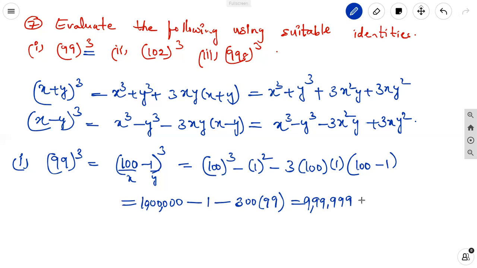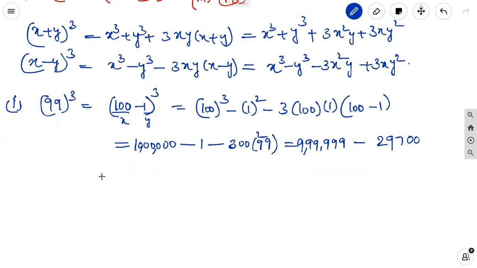Next, minus 2 zeros: 3 nines are 27, 2 is the carry, 3 nines are 27, 29. Subtract it. Two zeros. 9 minus 7 is 2, 9 minus 9 is 0, 9 minus 2 is 7, and 9. So 9,70,299 is equal to 99 whole cube.